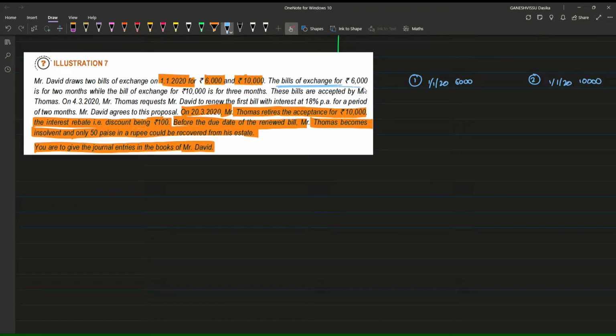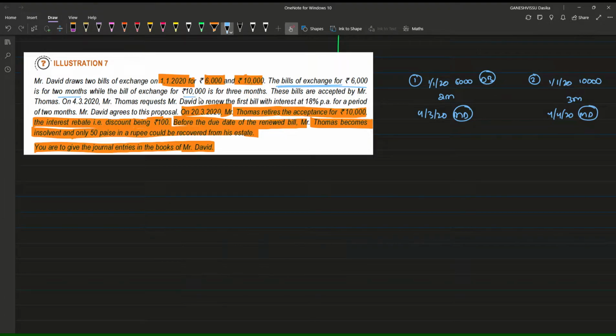The bill of exchange for 6,000 is for 2 months, and this one is for 3 months. After 2 months, that is on 4th March 2020, is the maturity date. Date of bill is DB, maturity date is MD. So what is the maturity date in this case? 4th April 2020 is the maturity date, no problem.